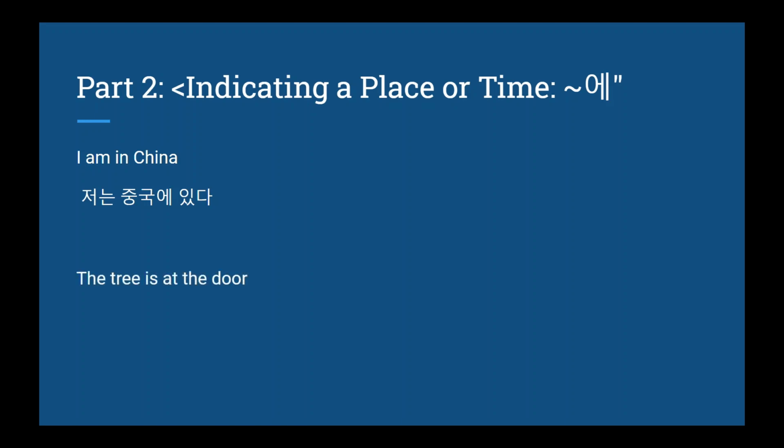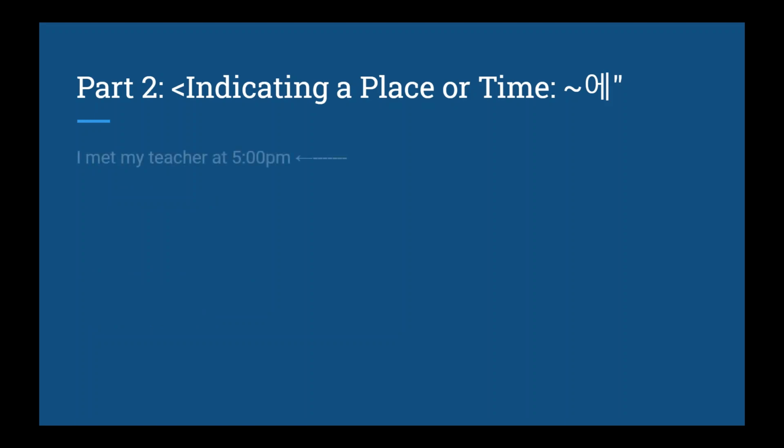Another example would be the tree is at the door. 나무가 문에 있다. 문 being the door and 에 being attached to the door to show that it's the place. Now 에 can also be used to indicate a time. For example, I met my teacher at 5 p.m. In Korean, 5 p.m. would be marked with 에 to show that that's the time that this happened. But that will be discussed more in later lessons.